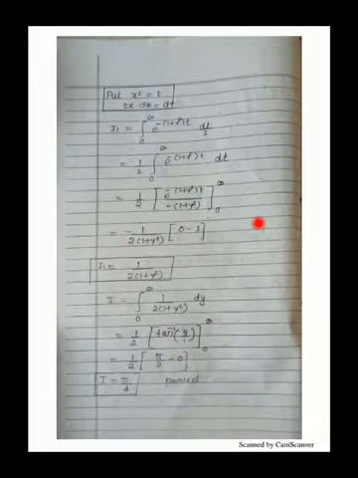Integration of e raised to ax. Integration of e raised to ax is nothing but e raised to ax upon a. Likewise, integration of e raised to minus 1 plus y square t is e raised to minus 1 plus y square into t divided by minus 1 plus y square, with the upper limit infinity and the lower limit 0.